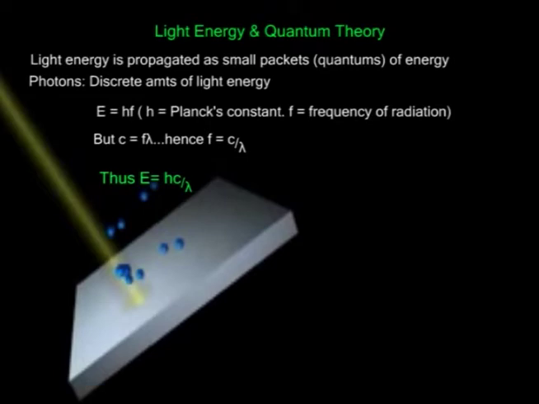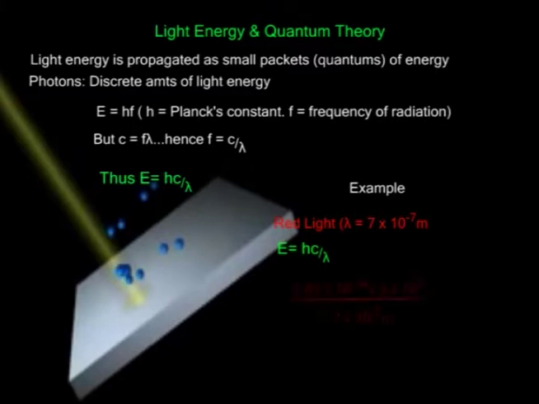Since the velocity c of the radiation and Planck's constant h are constants, a radiation of longer wavelength λ has lower energy. For example, the energy contained in a photon of red light of wavelength 7.0 × 10^-7 meters will be given by E = hc/λ, and so E is equal to 2.84 × 10^-19 joules.